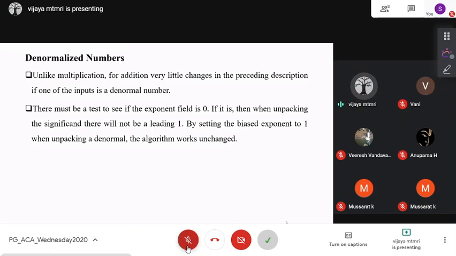Incidentally, detecting the overflow is very easy. It can happen only if step 5 involves a right shift of the biased exponent, as shown.